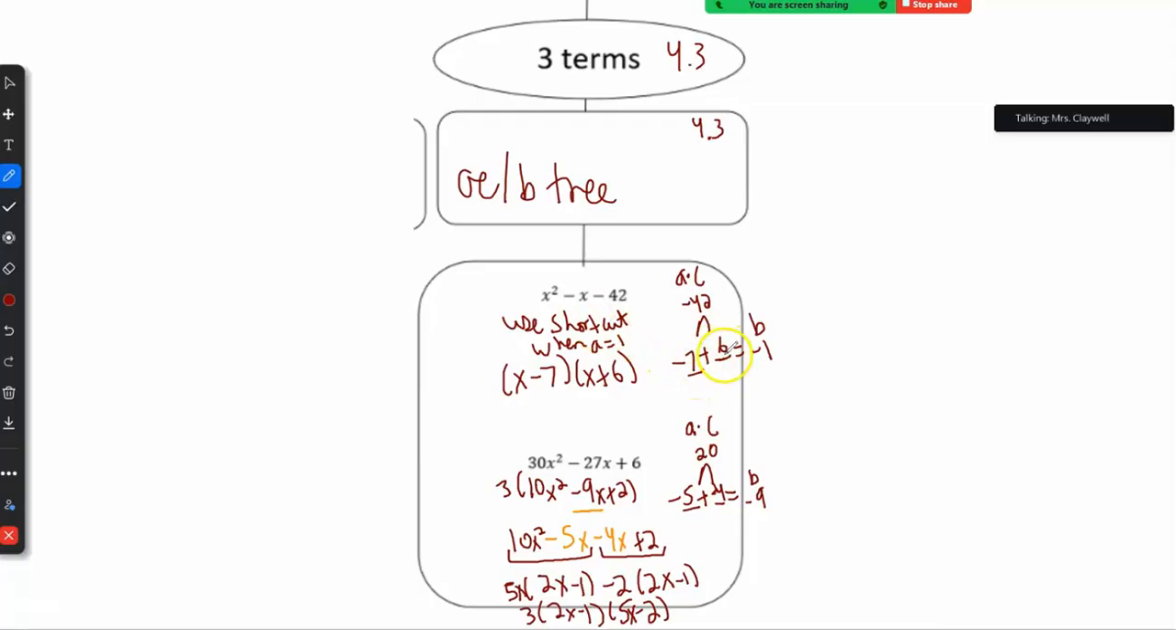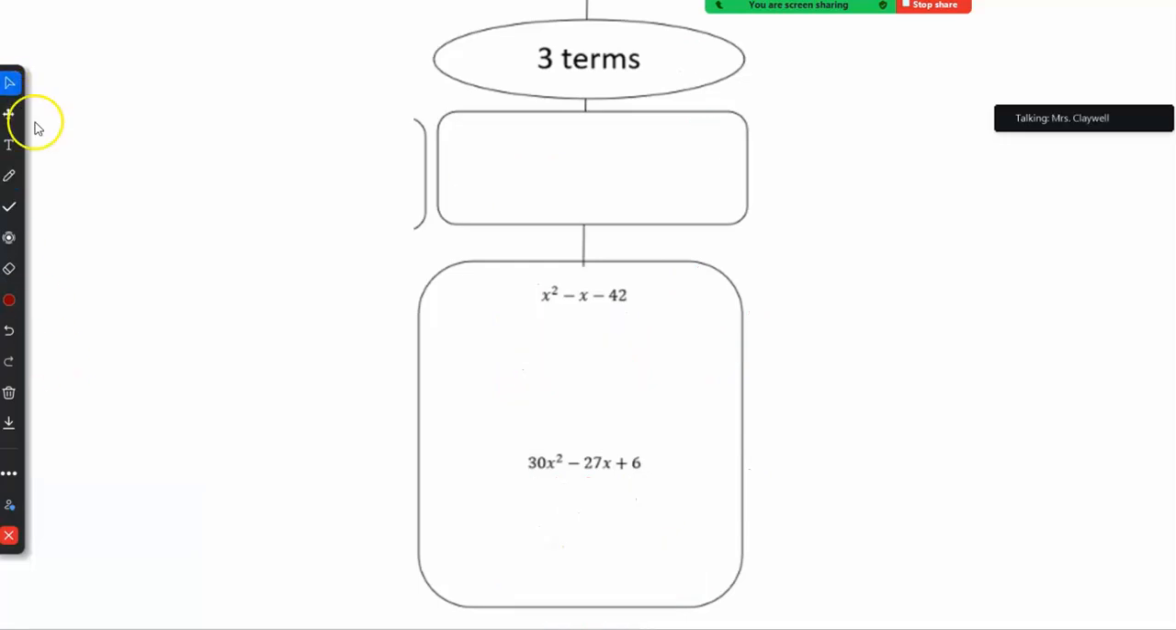Where my magic numbers of -7, -6 are just the other parts of the factor. So if a is equal to 1, if I start with like a 1x squared, I can use my shortcut. Okay, so this is all for the front page. Go ahead and jump to the back page.